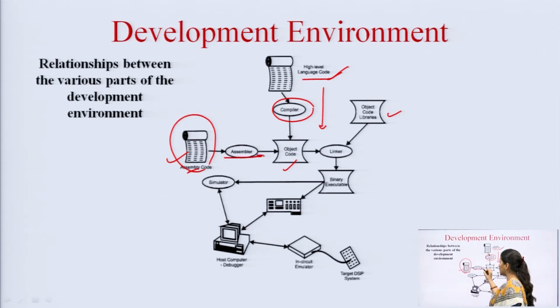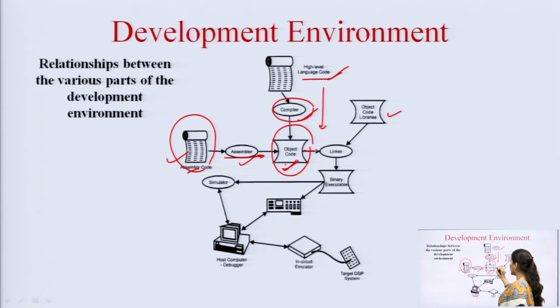Then the assembler will convert the assembly code, that is the code written in assembly language, into the object code, that is the bits in the form of machine language. So, either we write the high level language code or the assembly language code, both will be converted into the object code, using the compiler in case of high level language or the assembler in case of assembly language. So, finally, we are here with the object code.